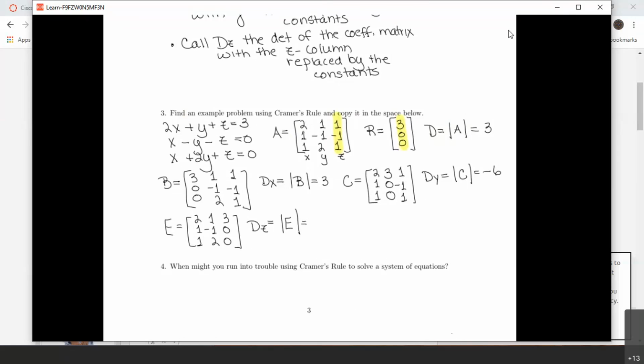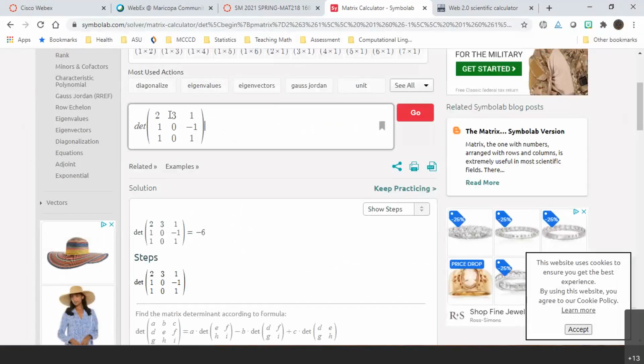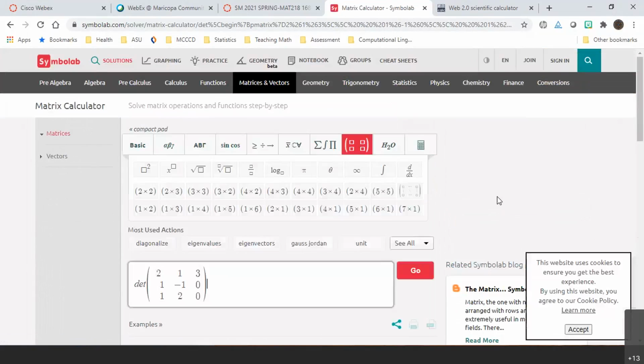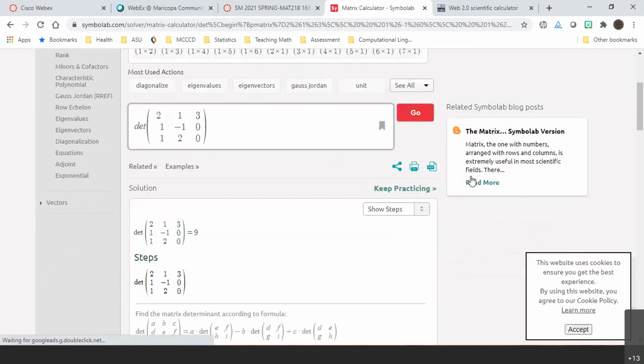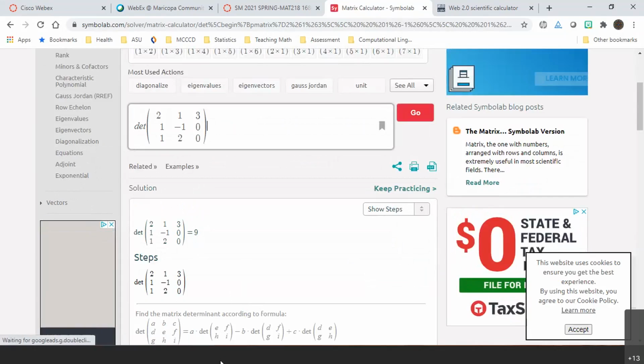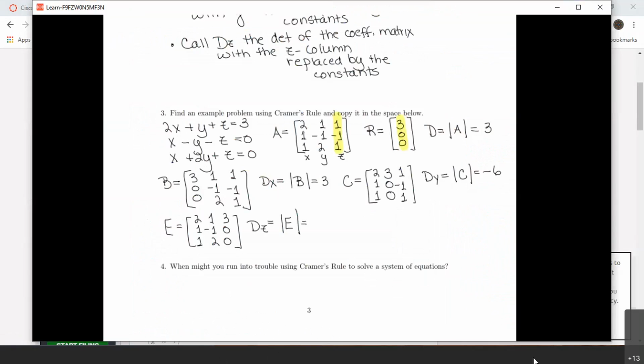Okay, so again, back to Symbolab, replace this middle column with 1, -1, and 2, and I'm back to my coefficient matrix. And then this last column gets replaced with the right-hand side's constants, and find the determinant of that. And that gives me a 9. Okay, so this is D sub Z, which gives me a 9.